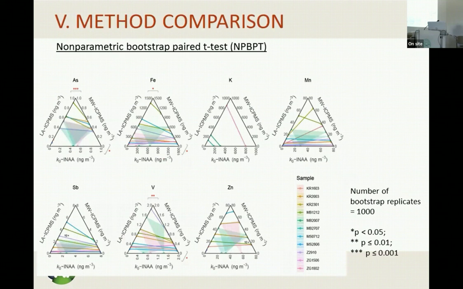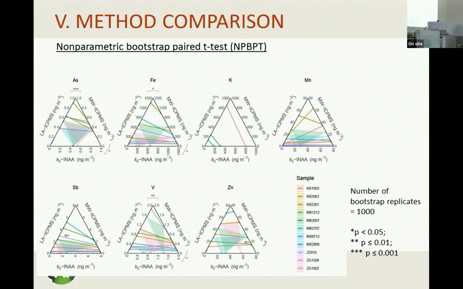As a final step, we compared the results from the newly developed laser ablation ICP-MS method to the absolute method INAA and the standard method, microwave digestion ICP-MS. Every triangle represents 1 element, and the 3 methods are placed 1 on each axis. The stars in the corners represent a statistically significant difference between the methods. Here we need to keep in mind that laser ablation ICP-MS and INAA are not totally independent, since laser ablation was calibrated based on INAA results.